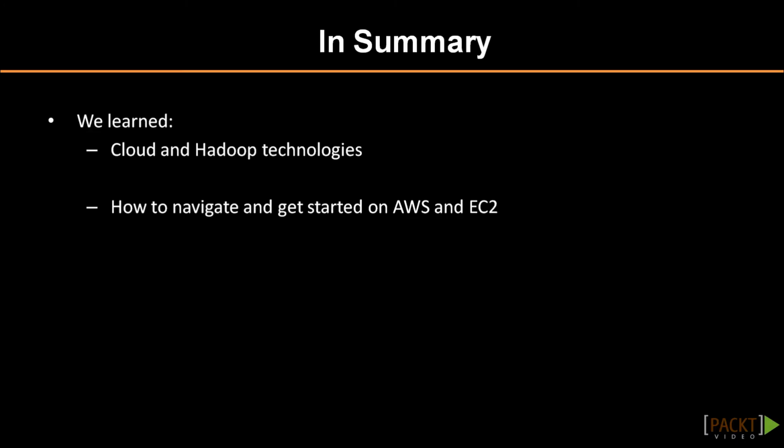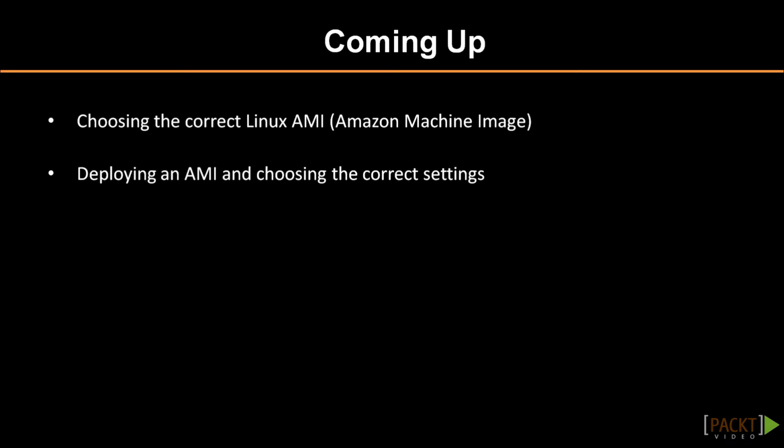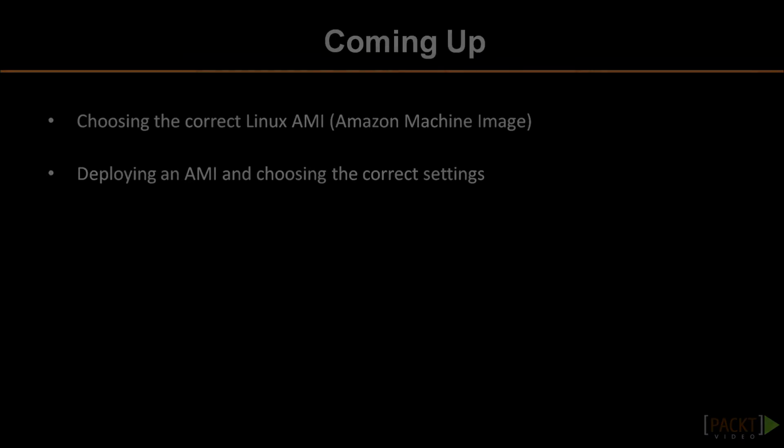So to summarize, we learned what cloud and Hadoop technologies are and how to navigate those and get started on the AWS and EC2 dashboard. Coming up in the next video, we will describe how to deploy a Linux AMI, or Amazon Machine Image, along with choosing the correct settings to install our Hadoop instances.